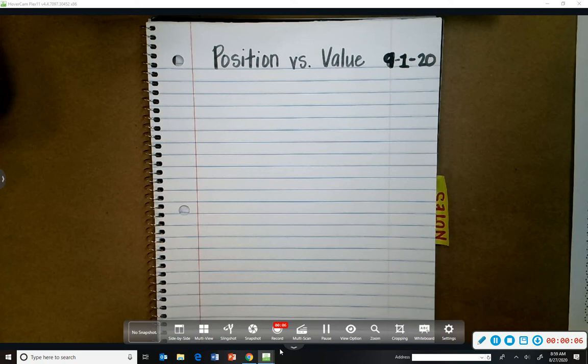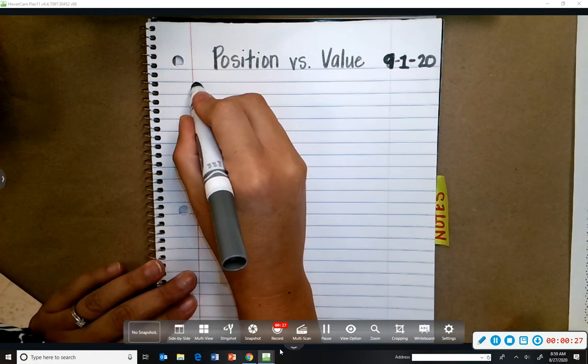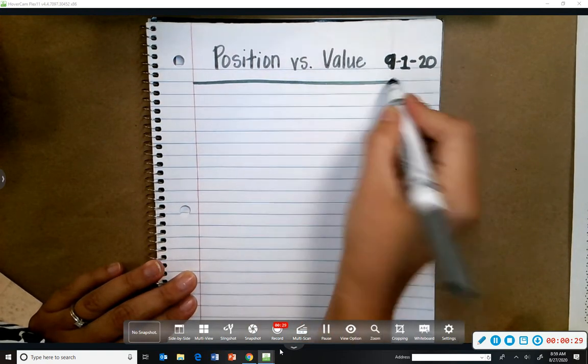In today's math lesson, we're going to go over place value again. At the end of the lesson, our goal is for you to be able to recognize the difference between the position of a digit in a number and the value of that digit. Okay? So first, let's start by reviewing our place values.